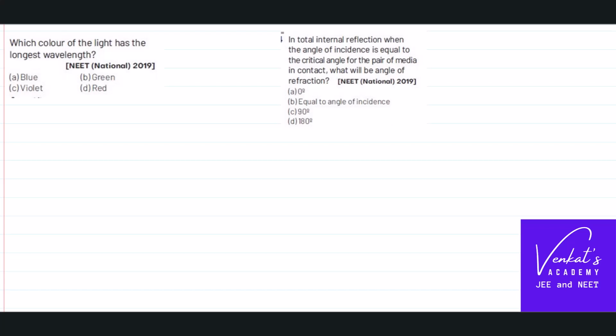We are solving two simple questions of ray optics in this video. Let us see the first question. Which of the colors of light has the longest wavelength? Let me first try to explain how you get all these colors.